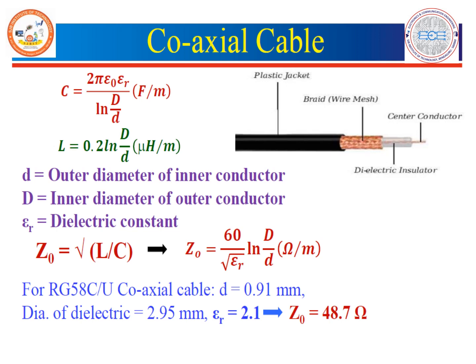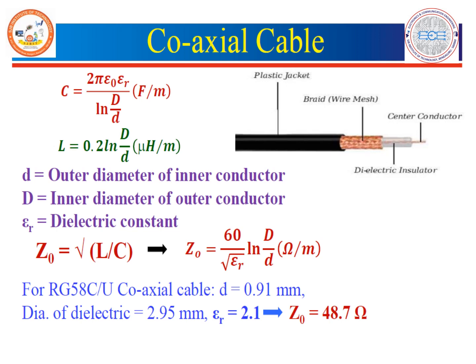So for example, for one cable like RG58C or U cable, universal, RG indicating radio guide, the type of cable they are specifying, in the data sheet for that coaxial cable they will be specifying small d and capital D, as well as the epsilon r value. You can observe 0.91 mm and 2.95 mm given as small d and capital D, with epsilon r value as 2.1. You can evaluate by substituting into the above equation, which gives you the characteristic impedance as around 50 ohms.